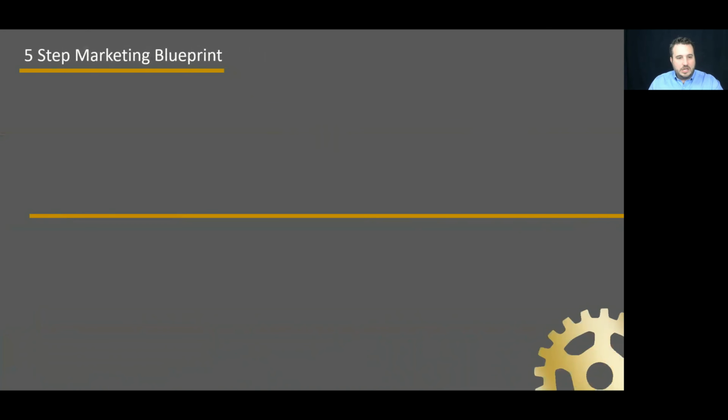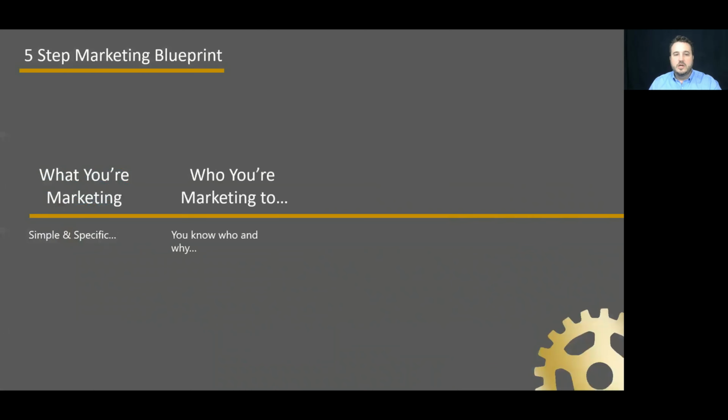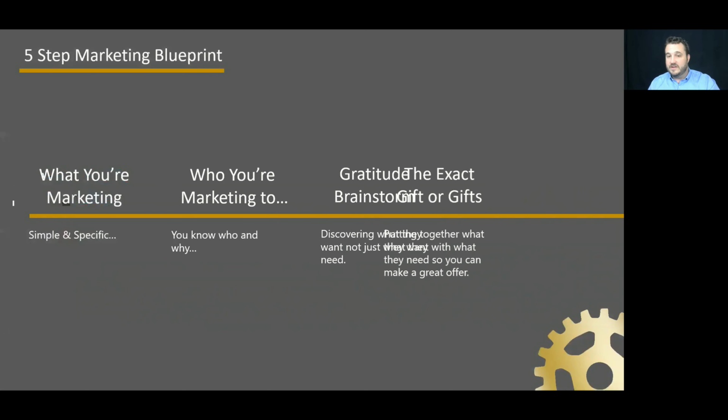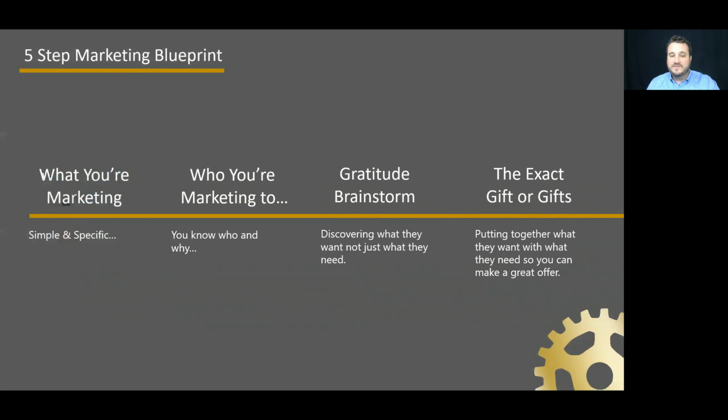But in our 5-step marketing blueprint journey, we have come up with what you're marketing. You've chosen a simple and specific product or service. Who you're marketing to, you know the who and the why. You now have a group of gifts or a single gift that you're going to be able to figure out and put together and that you would love to give and offer to your client for doing business with you, okay?